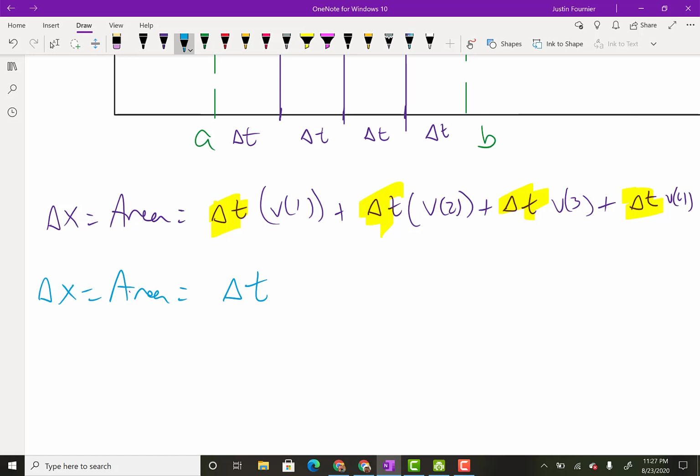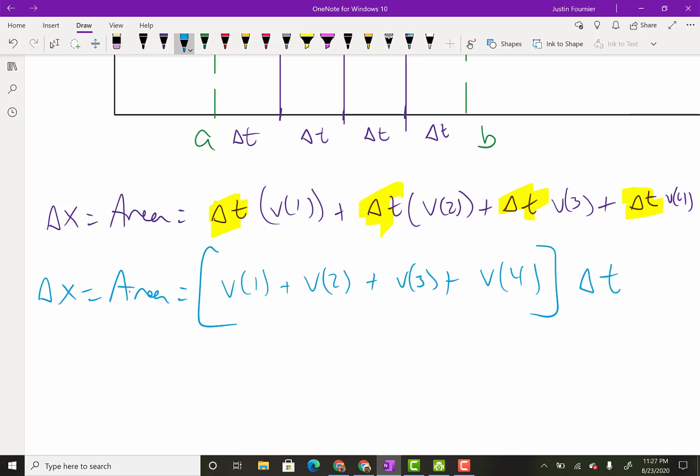I'm going to factor out the delta t's, multiplied by, I'm actually going to put the delta t at the end. So it's going to be v1 plus v2 plus v3 plus the velocity evaluated at 4 for rectangle 4. And then that's all multiplied by delta t right there. So there you go, and if I added all those up, I get a good idea of what the area is. However, not as accurate, right?